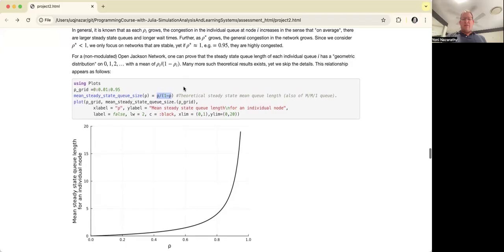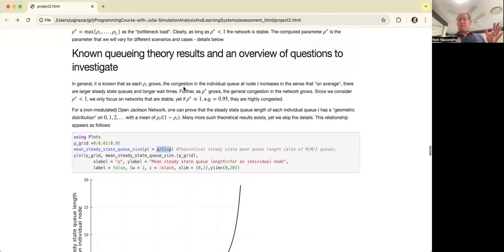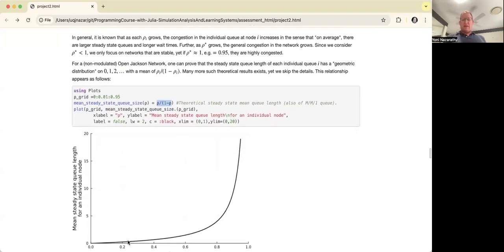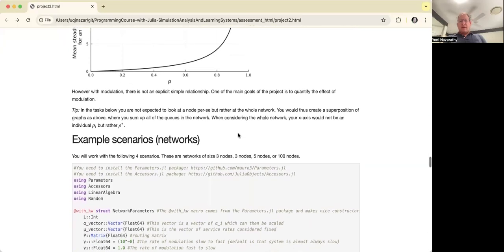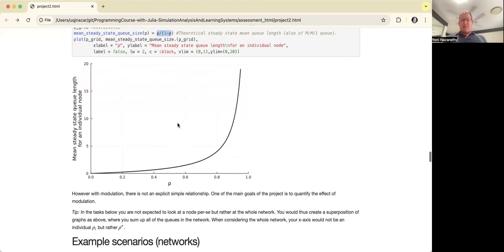Now, it turns out that if our system has exponential processing times and interarrival times, as we have, and if there's no modulation, then each of the individual queues in a Jackson network also has this. So if you wanted to see all queues together, you would just do superpositions of these curves. That's something we can compare against. We'll get to that, because in your second task you want to make such curves for these example scenarios.